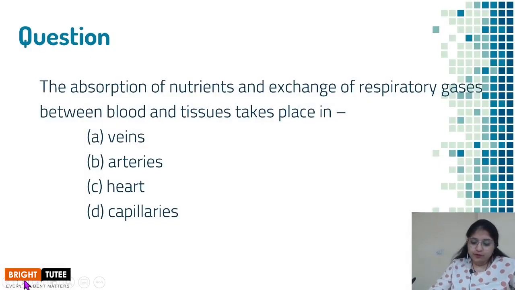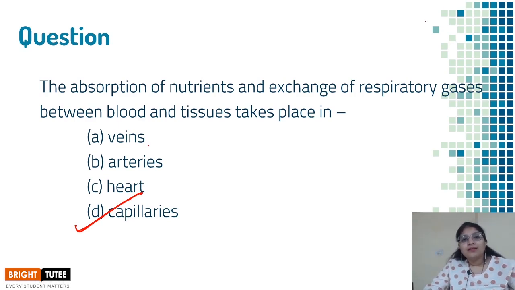The absorption of nutrients and exchange of respiratory gases between blood and tissue takes place in veins, arteries, heart or capillaries. The answer to this question is capillaries, because these are the vessels which reach each and every part of the body. These are formed by the division of the arteries and are able to reach all the parts and cause the exchange of respiratory gases and nutrients, and then they combine back to form veins.